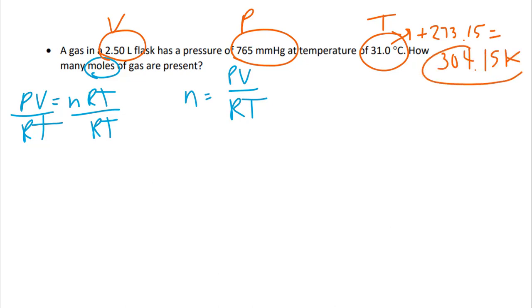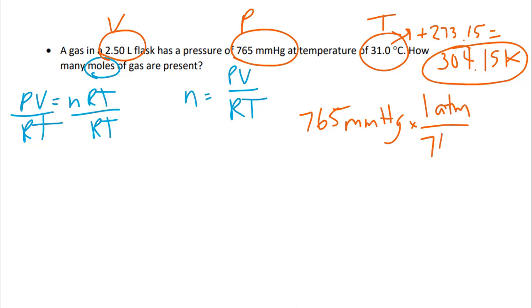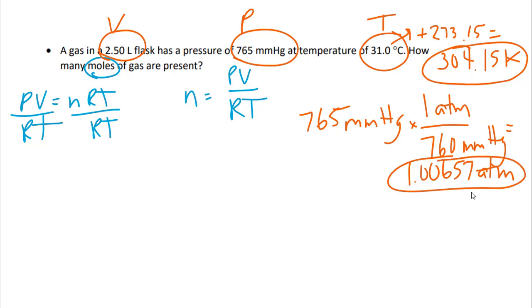All right, so that solves one problem. Next, I need to get my millimeters of mercury. So we're going to say 765 mmHg. And if you look back earlier in your notes, we learned that 1 ATM was equal to 760 millimeters of mercury. So if we do that math, we should get just over 1. And I got 1.00657. I'm not going to round yet until I get to the very end. So there's my pressure. Whew, okay.